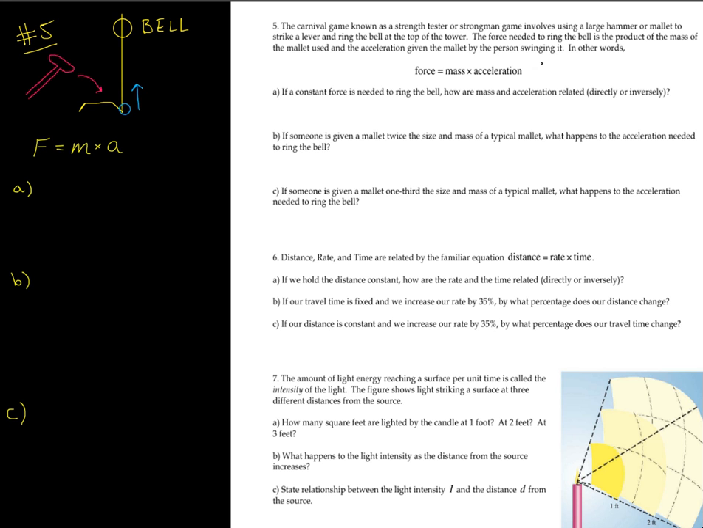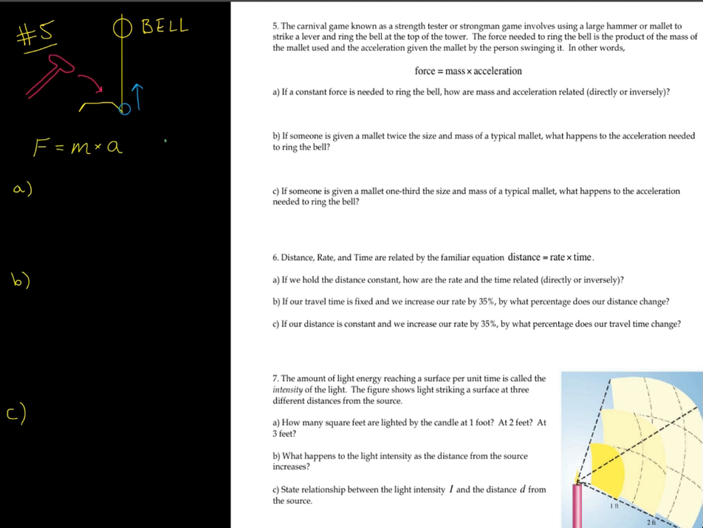Okay, so now the problem goes on to say that the force needed to ring the bell is the product of the mass of the mallet used and the acceleration given the mallet by the person swinging it. In other words, force equals mass times acceleration. Okay, and I've just abbreviated that formula here. F equals m times a.